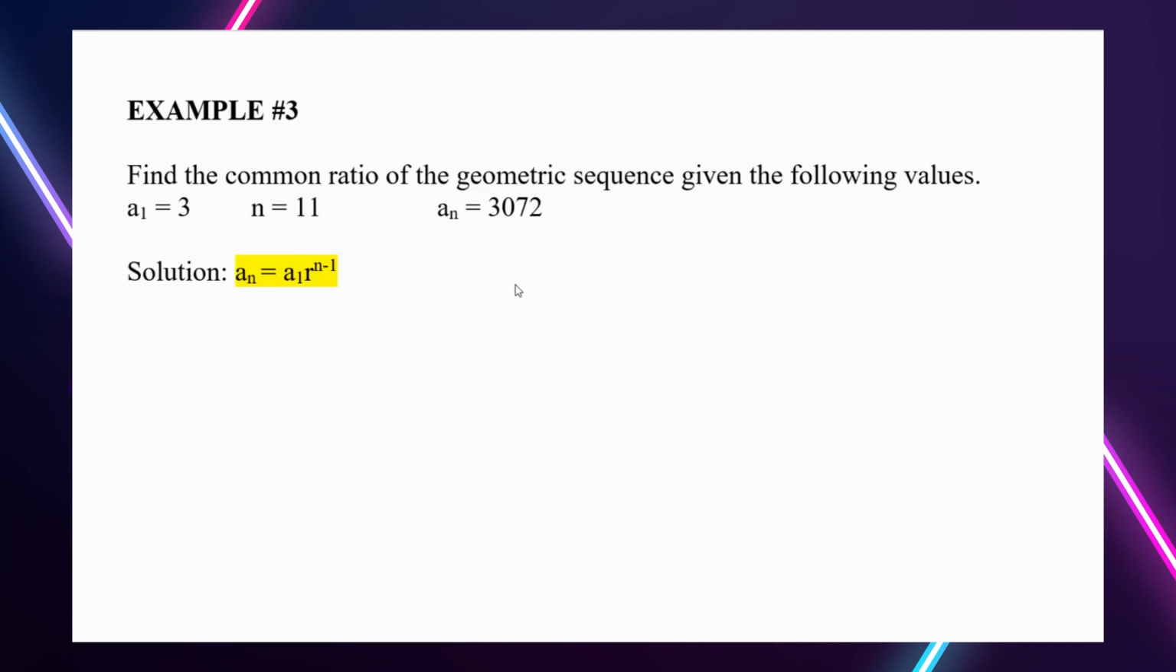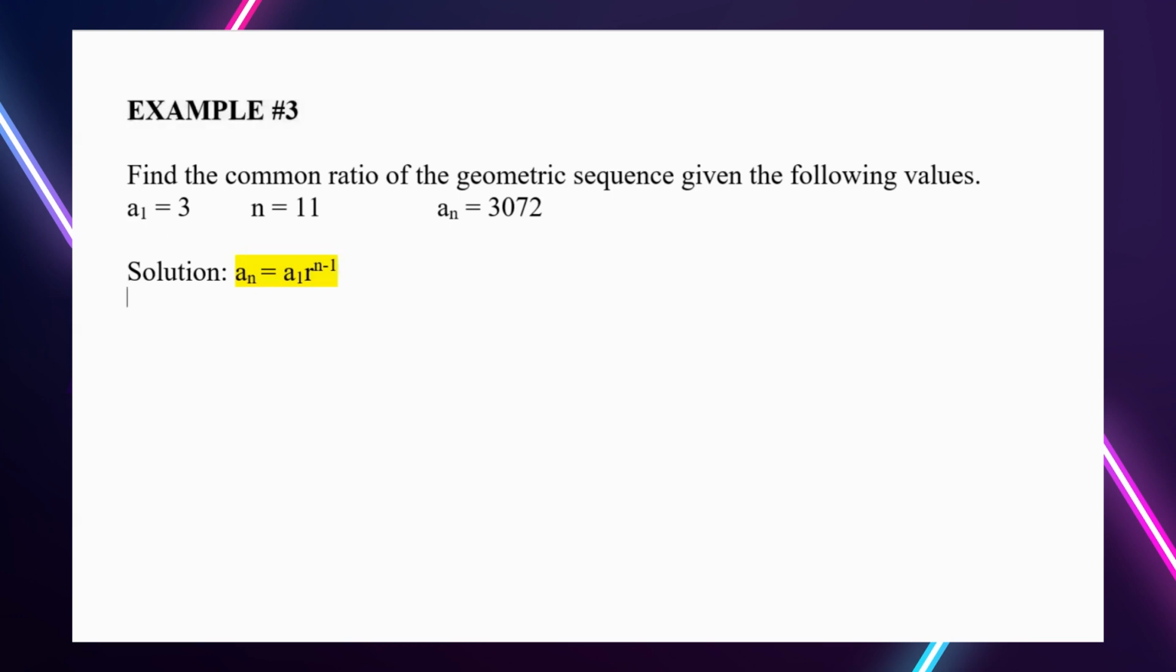Paano naman kung kailangan nating hanapin ang common ratio at hindi ibinigay ang second term? Katulad na lang ng example number 3. Find the common ratio of the geometric sequence given the following values. a sub 1 is equal to 3, n is equal to 11, and the last term or a sub n is equal to 3072. Ang gagamitin pa rin nating formula ay ang formula ng geometric sequence na a sub n is equal to a sub 1 times r raised to n minus 1 to get the common ratio.